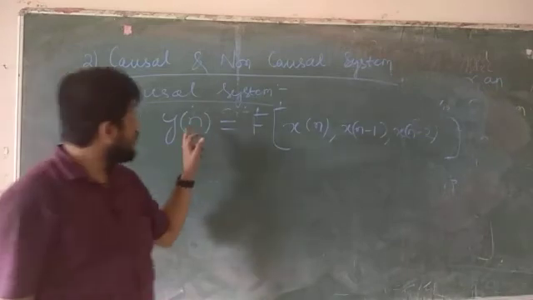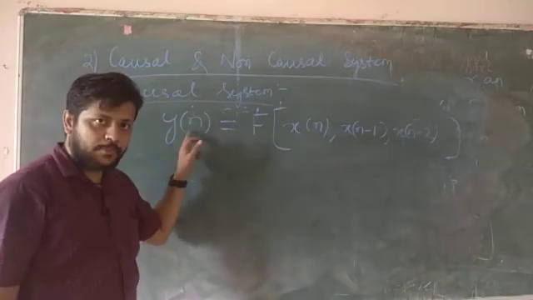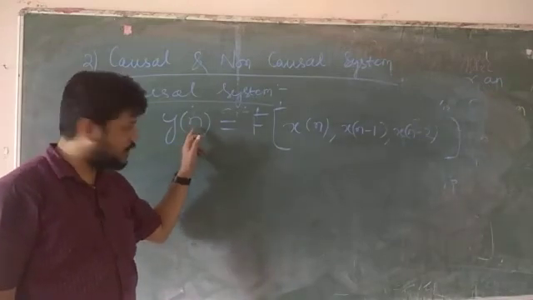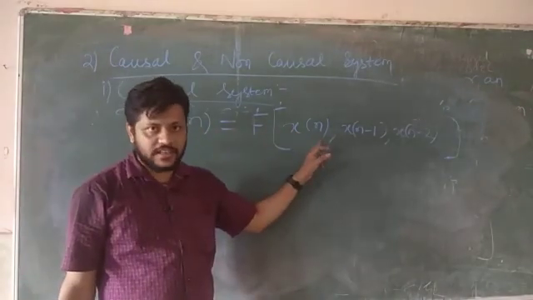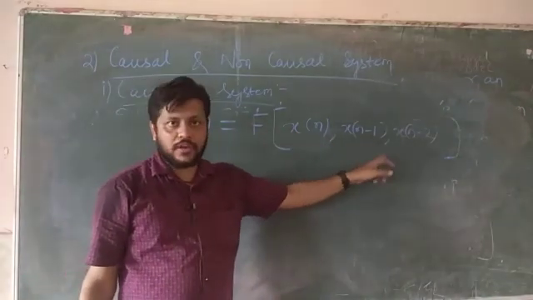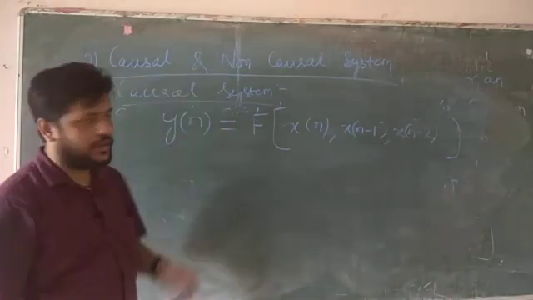So you can see here the output, you have to just see here the output time, here output time n, that depends on the present value of input, that is x of n, also the past value n minus 1, n minus 2, then only the system is a causal system.